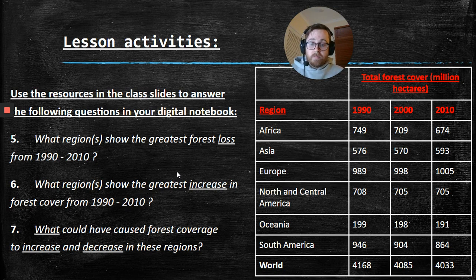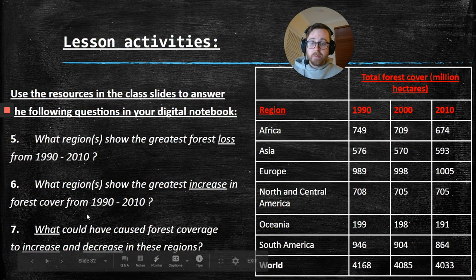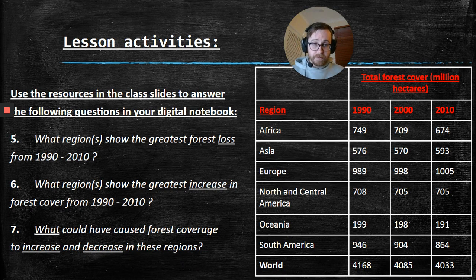What could have caused forest coverage to increase and decrease in these regions? The decrease is easy, because you're thinking, what have I just looked at? Deforestation. Be a bit more specific than that. What causes deforestation? Why do we cut down forests? I want you to have a think about what could have caused forest coverage to increase. Why would we be actively stopping deforestation? Why would we be adding more trees? What do you think those countries or regions are doing, and why are they doing it?